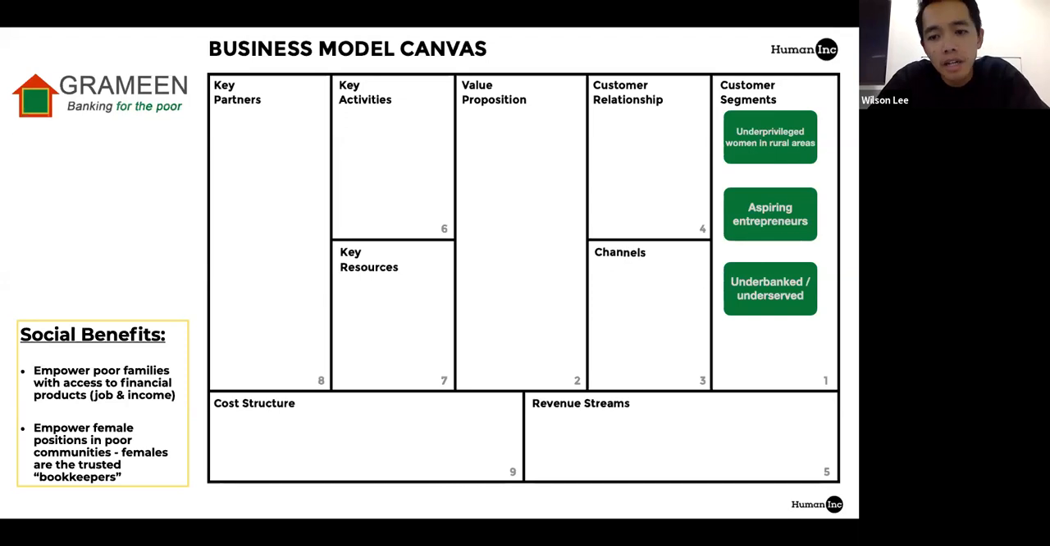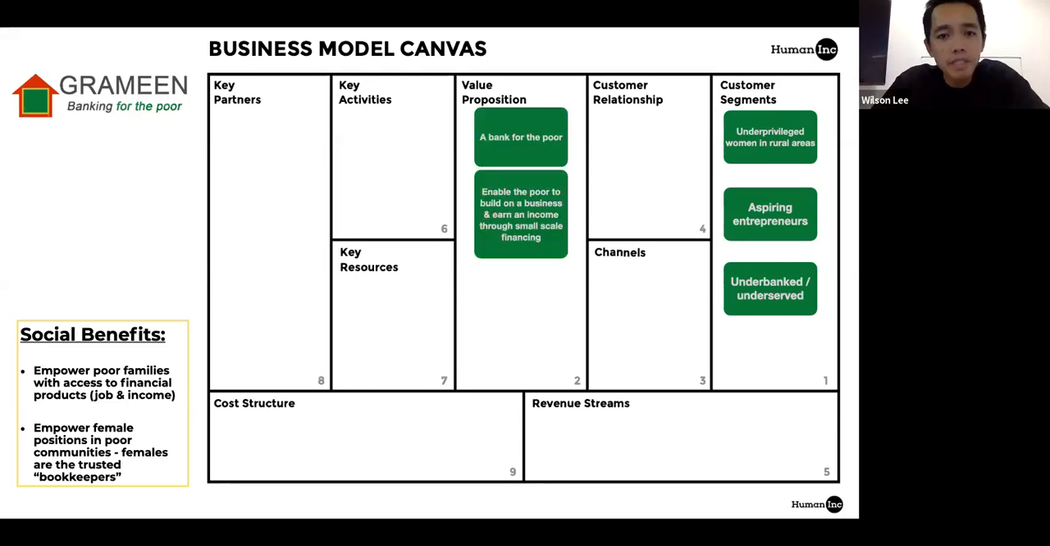They are the nucleus, and they found that if they had loaned money to the males in the family, typically they'll spend it on alcohol and other stuff. So yeah, women are typically more responsible, so they are the key customer segment that they actually target. And these women are the ones that are accountable for each other, as well as the bookkeepers. Because they don't really run branches, their branches are actually the female head, the village head of wherever the branch is located.